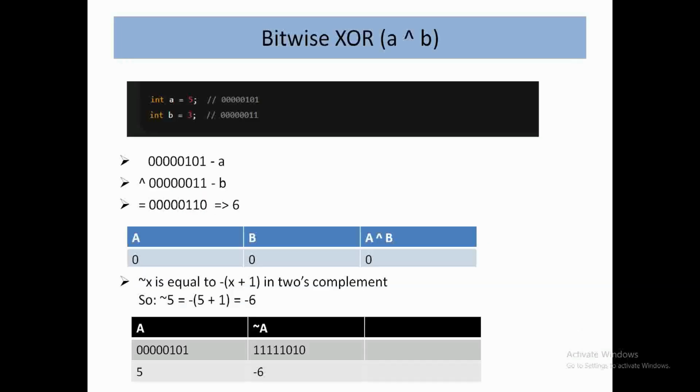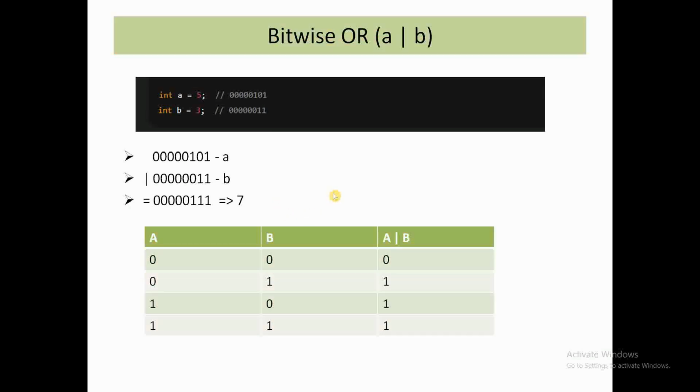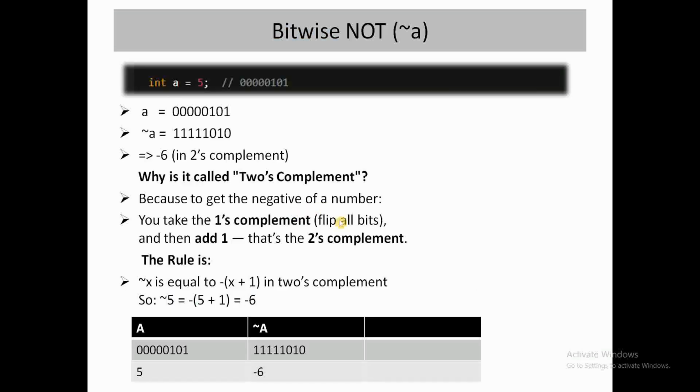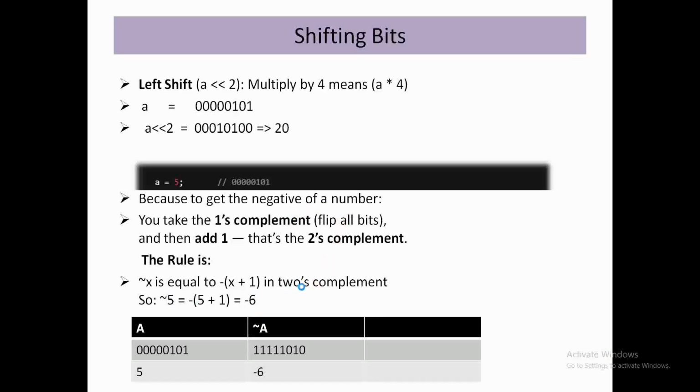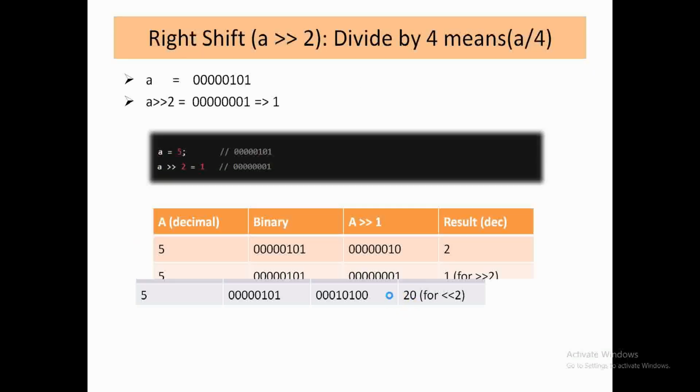Suppose you have any doubts, here we can clarify the result. We have the binary values in this one, and here we get the final output: 1 for the AND operator. For the OR operator we get 7, for XOR we get 6, and for NOT we get -6. For left shifting by two places we get 20, and for right shift we get 1.